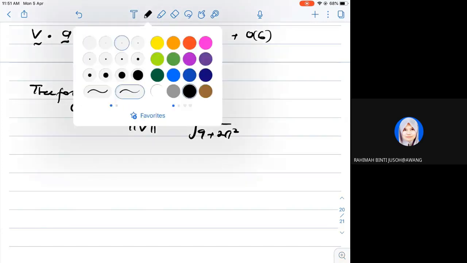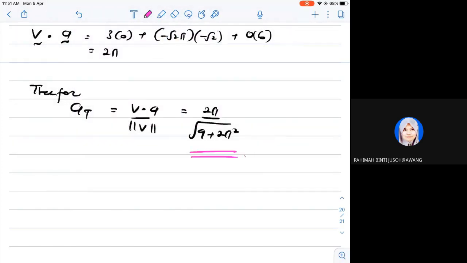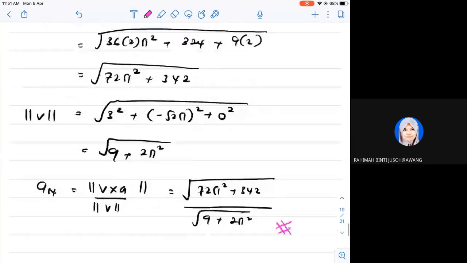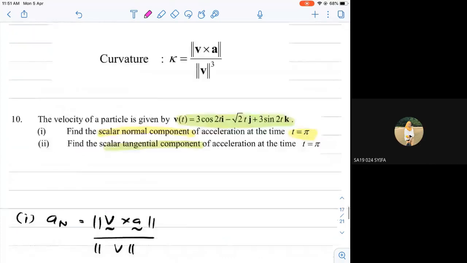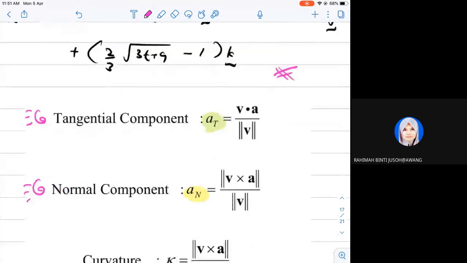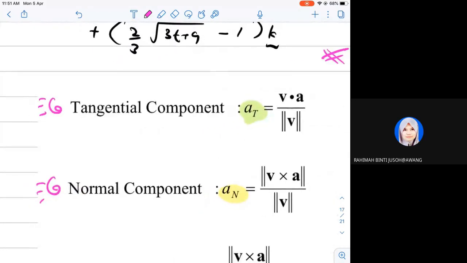Okay, done. So, do you understand, guys? The tangential component and normal component of acceleration, aN and aT, can you understand? Just use the formula. Yes, Doctor. It is not complicated. It just uses the formula.